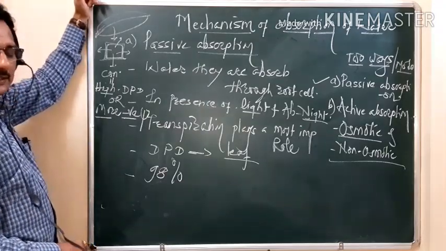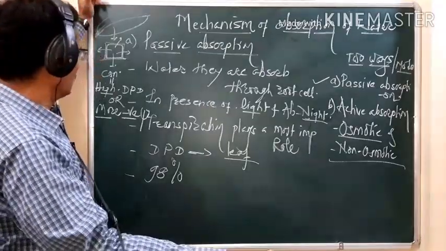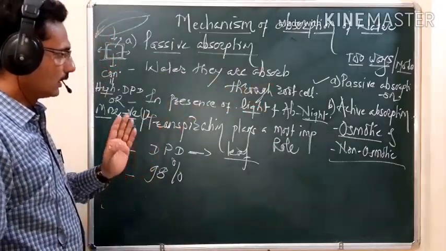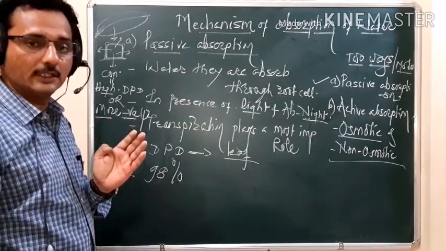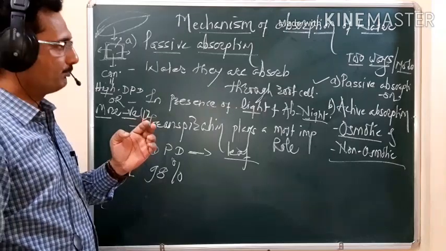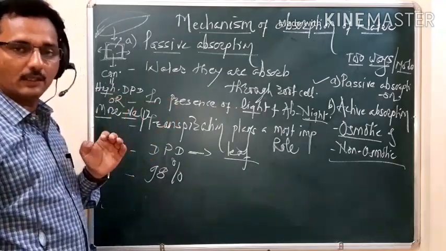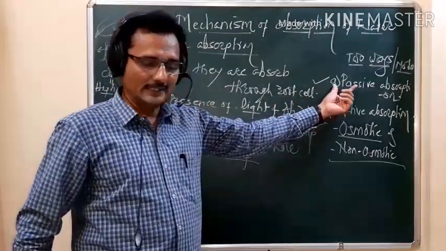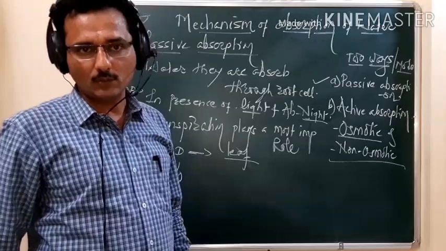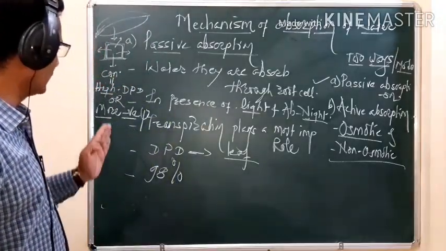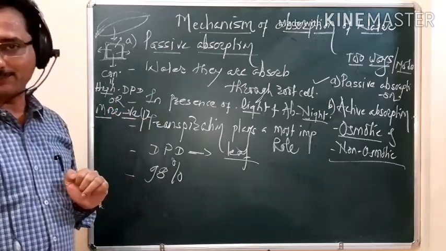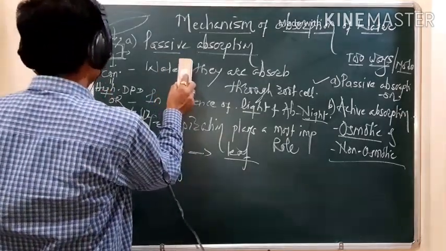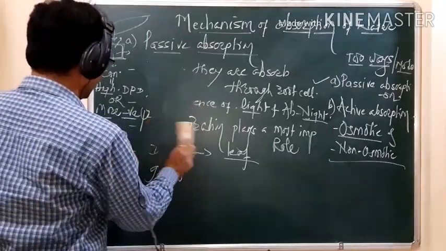How the potential gradient is developed is the most important question. We have seen that because of such passive absorption in the plant body, passively 98% of the water is absorbed. In the plant body the water is absorbed passively, and that type of passive absorption is seen in near about 98%. So what is our question? How is the negative water potential gradient developed? And what is meant by that negative water potential gradient? I want to show you the negative water potential gradient.